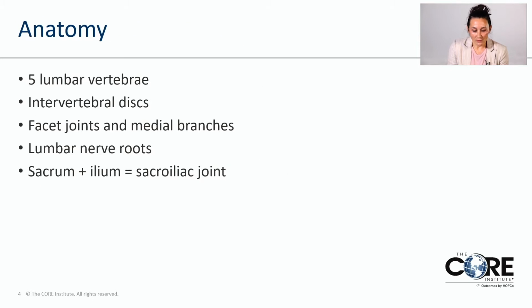If we look at the anatomy, you have 5 lumbar vertebrae, intervertebral discs between each vertebrae, facet joints that connect the bones on the back side of the spine, lumbar nerve roots that leave the spinal cord to enter the body, and then below that, the sacrum and the ilium, which form the sacroiliac joint.